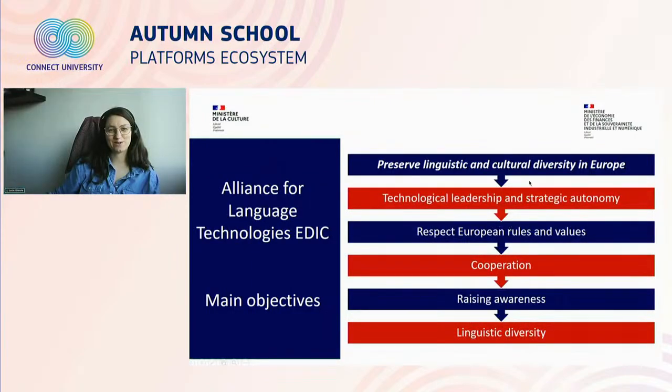Now I will take back the floor. To explain the main objectives of the ALTEDIC, the first objective is to preserve linguistic and cultural diversity in Europe through technology. The ALTEDIC will foster technological leadership and strategic autonomy, in respect of European rules and values. We know that many stakeholders at the moment in the field of natural language processing and language technologies are from North America or Asia, so they are not always compliant with European expectations.